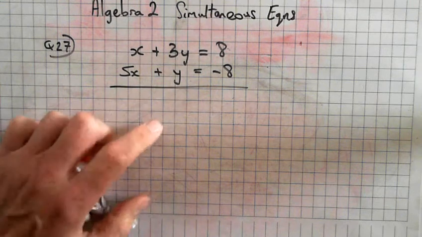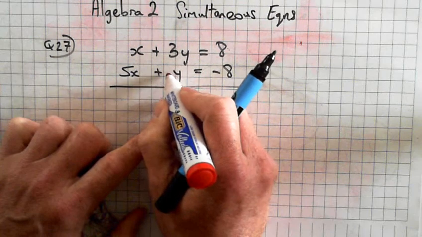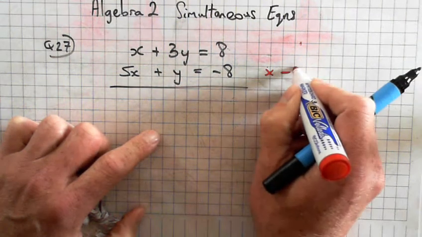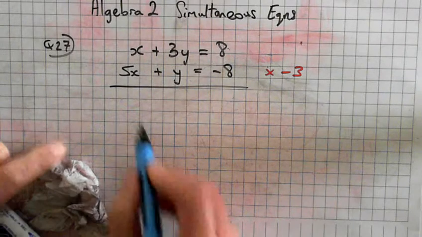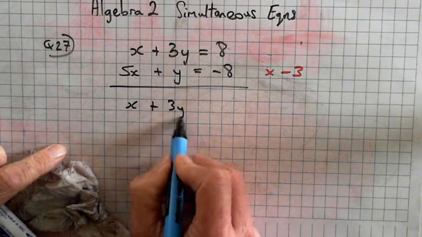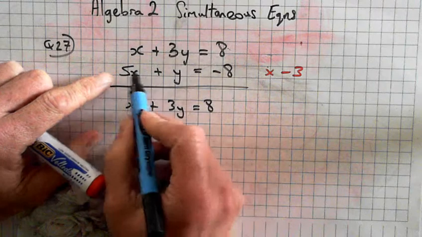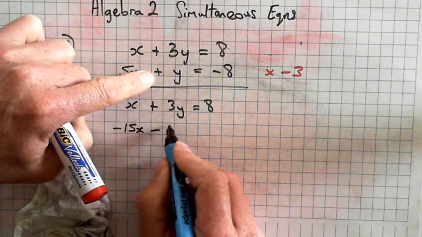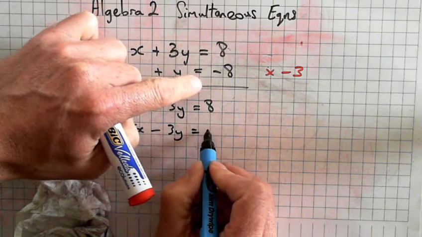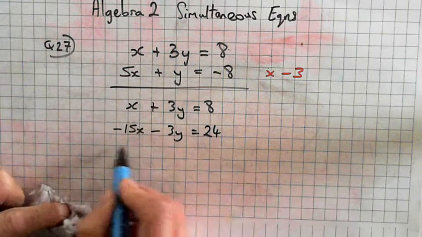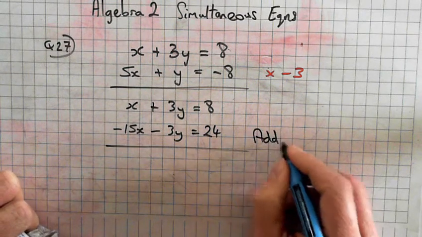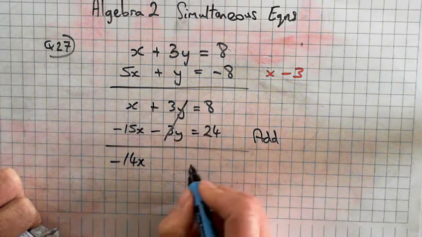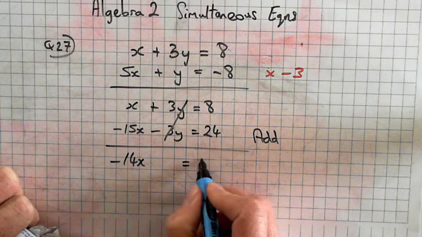Right, do you want to cancel the x's or y's? We'll cancel the y's, it's just less of a multiplication to do. So I need to bring this up to 3, but I need to change it to a minus 3, don't I? So I need to multiply the bottom line by minus 3. So I'll write the top one out again. I will multiply all of this by minus 3. Minus 15x minus 3y is equal to 24. So now we go ahead and add. When we add these, you get minus 14x, they cancel, and 8 and 24 is 32.